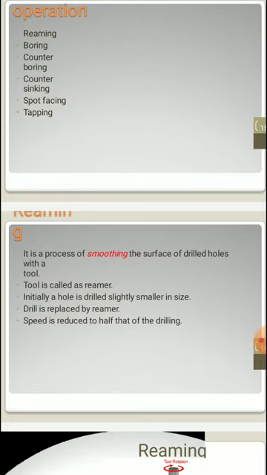So initially a hole is drilled slightly smaller in size, then the drill is replaced by the reamer, and the speed is reduced to half that of the drilling. What is the first process? That a hole is drilled slightly smaller in size, and then the drill is replaced by the reamer, and the speed of the reamer is kept half that of the drilling.